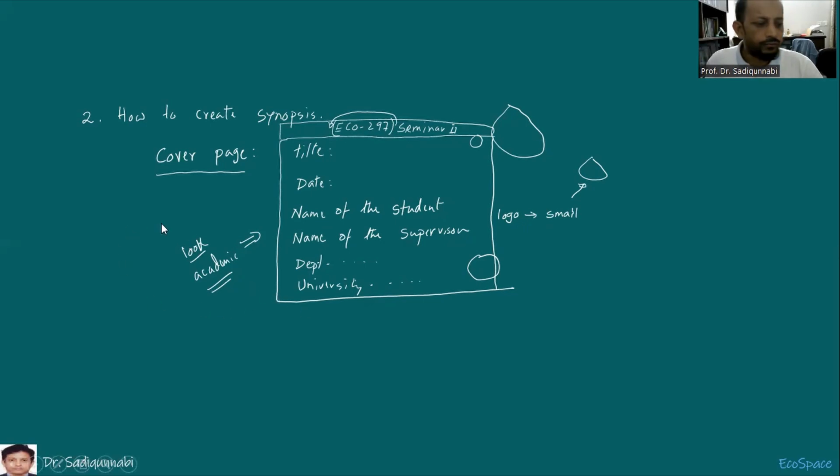All right, so the first one is your cover page, and it is very easy to do. You can do it immediately. So first write down your title and then the date. These are all very easy. The date is easy. The name of the students is easy. The name of the supervisor is easy. The department is easy, but the title is not easy. So how to write a title? Title writing.